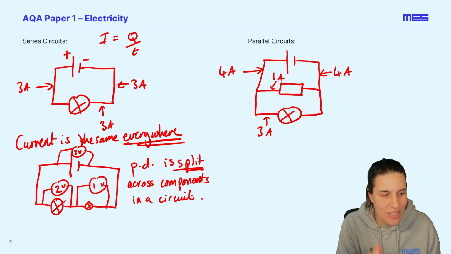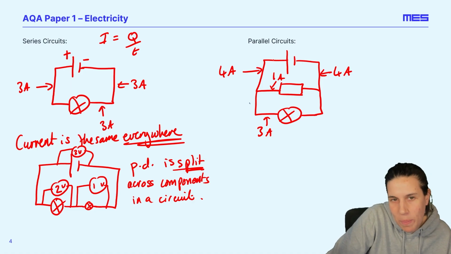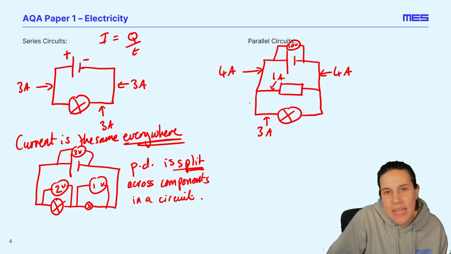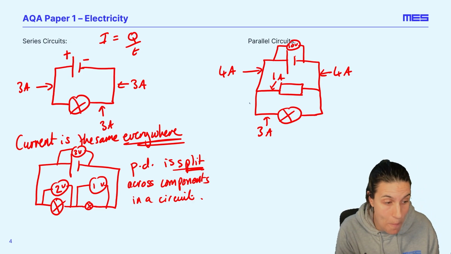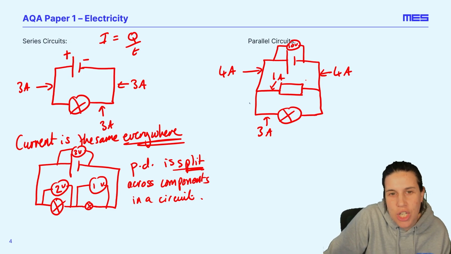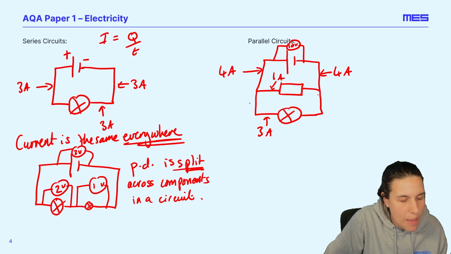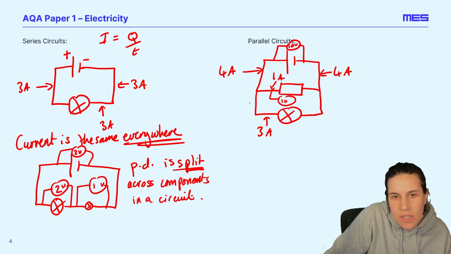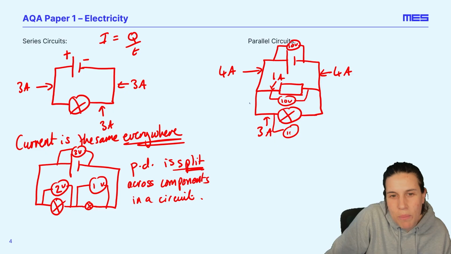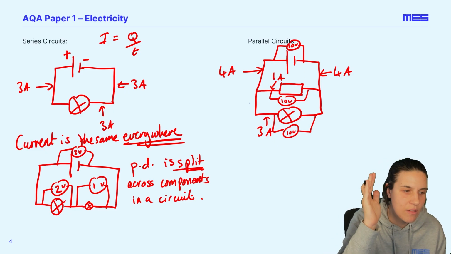Now, potential difference is a little bit different in a parallel circuit to in a series circuit. Because let's say I've got a potential difference of 10 volts over this cell here. Well, that means the electrons are carrying 10 joules of energy per coulomb. And what that means is that the electrons that go this way will transfer all their energy to this resistor. The electrons that go this way will transfer all their energy to this bulb, because there's nothing else in that pathway. So what it actually means is that the potential difference over each component in a parallel circuit is the same as the potential difference over the cell.